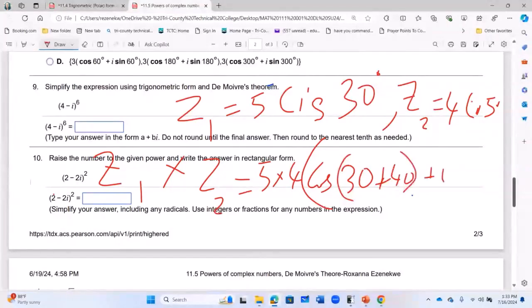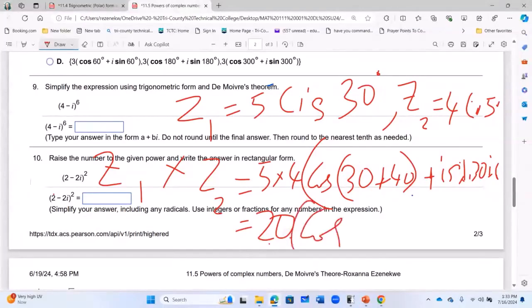You have to obey all the signs of the unit circle. I sine angle 1, theta 1 plus theta 2. So you rewrite 5 times 4 is 20. So the modulus of Z1 multiplied by the modulus of Z2, and then cosine of angle Z1 plus angle Z2.